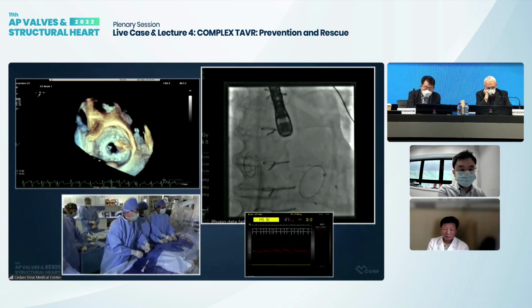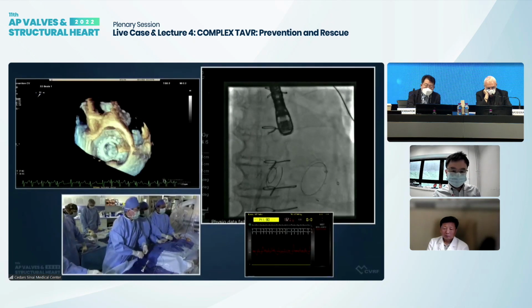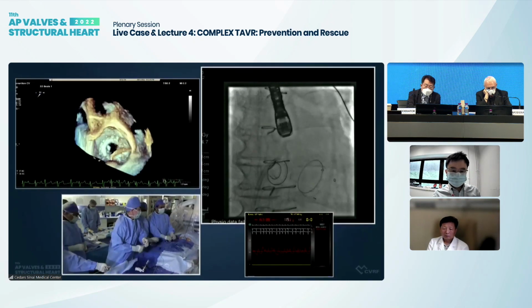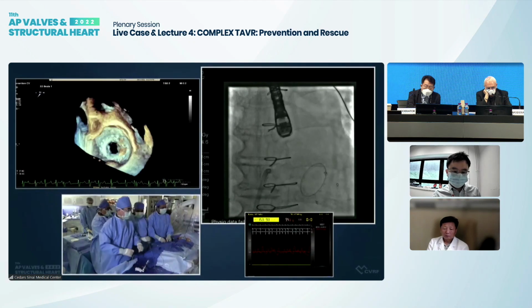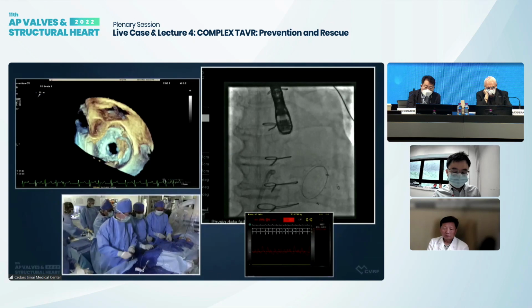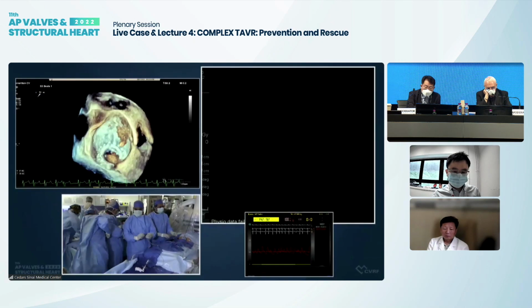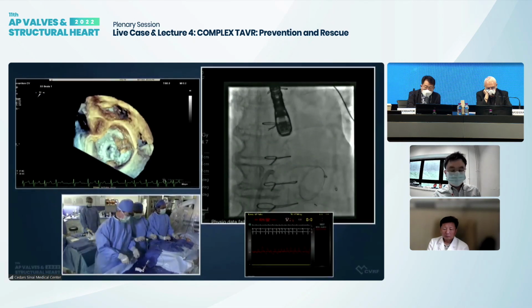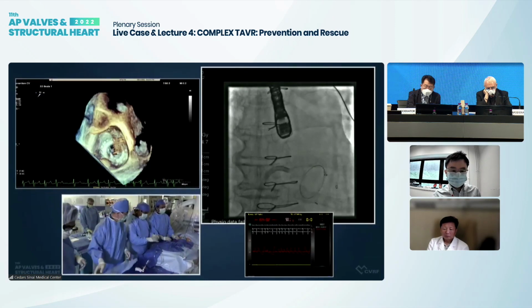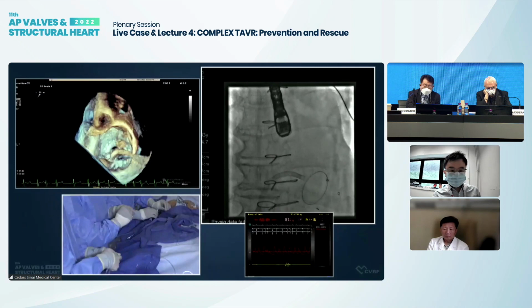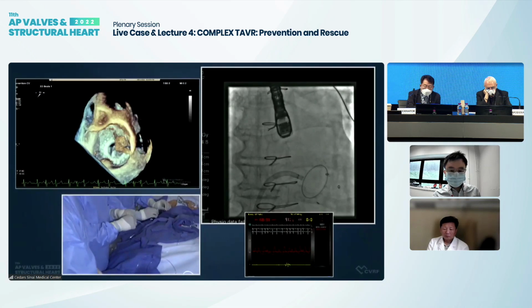Okay. All right. So we should take out this wire. Now we will advance a pigtail catheter. Moody and Sid are going to help us. You can see that we are positioning this on top of the valve.